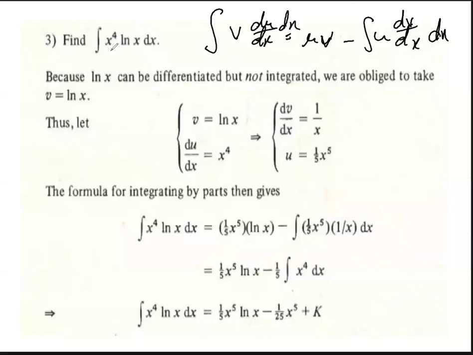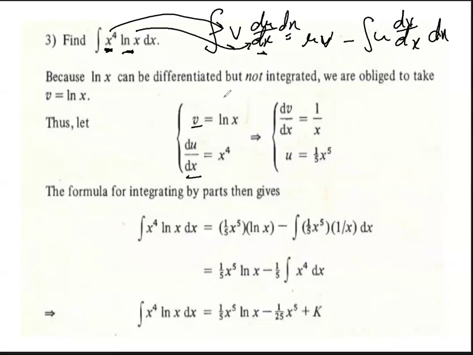In this case, this x to the 4 doesn't match the v, right? And the ln x doesn't match the du dx. Instead, the ln x is the v, and the x to the 4 is the du dx. So the way this function is laid out, it is not okay that x to the 4 is v, no. Nor that ln x is du dx, no.